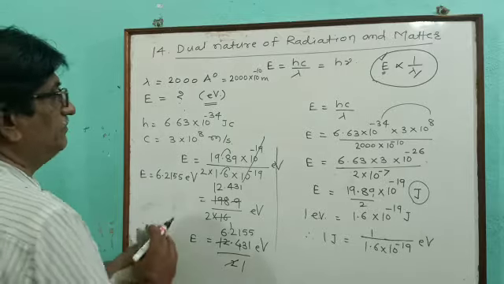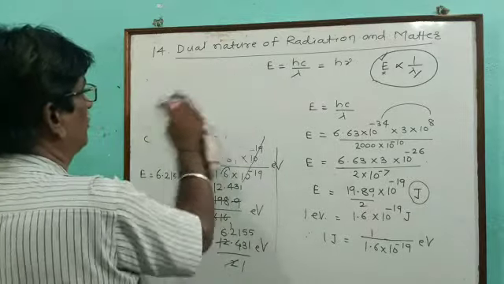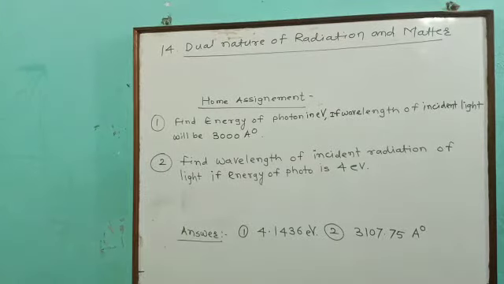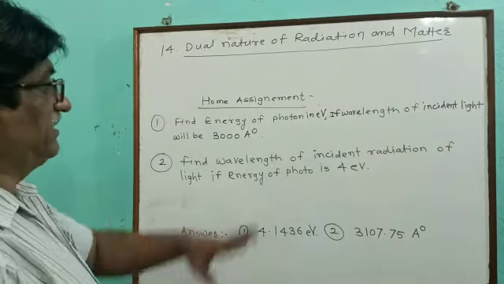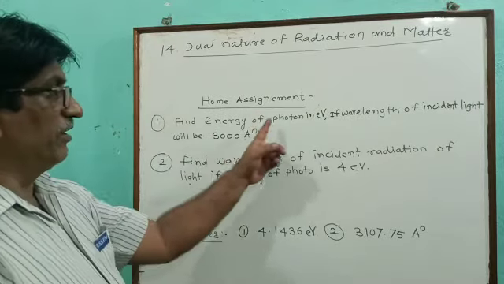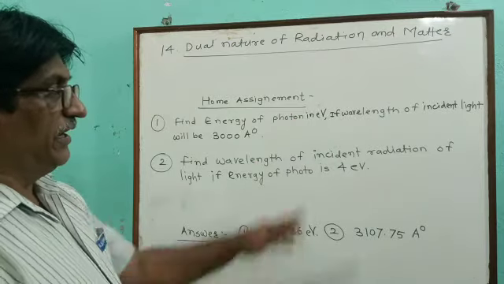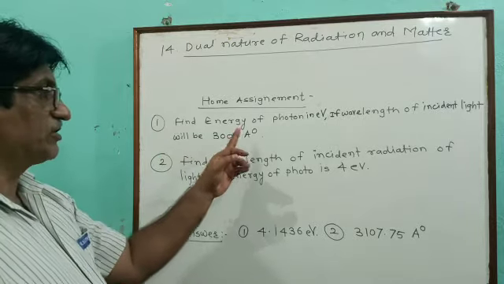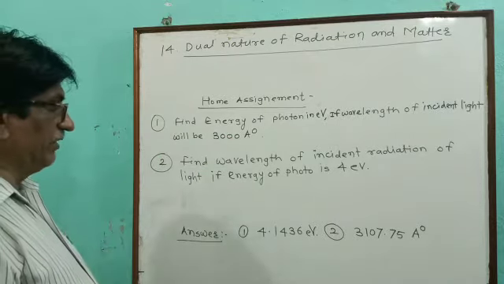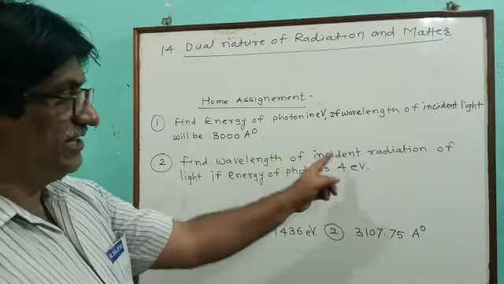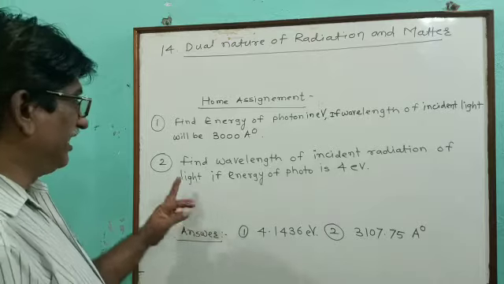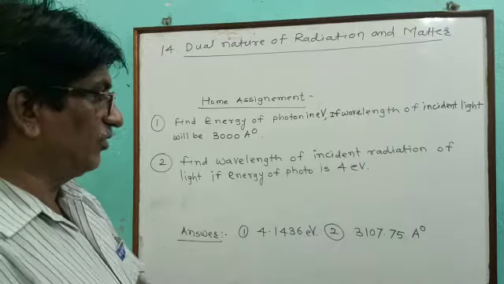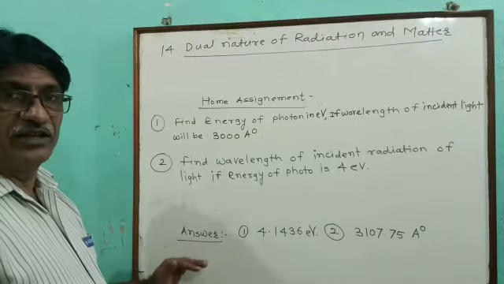So here a home assignment for your practice is given. Find energy of photon in electron volt if wavelength of incident light is 3000 angstrom unit. And the second question: find wavelength of incident radiation of light if energy of photon is 4 electron volt. And here the answer will be given.